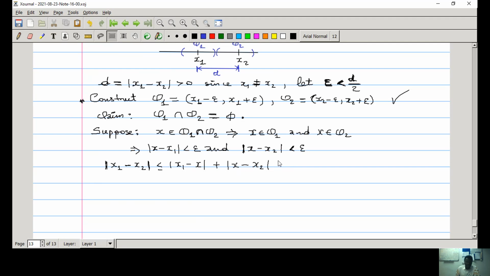So the sum of the two is strictly less than 2 epsilon. Now, what is this distance, x1 to x2? That's what I call d here. So d, the distance from x1 to x2, is less than 2 epsilon. But what is 2 epsilon? From here, epsilon is less than d over 2, so 2 epsilon is less than d.